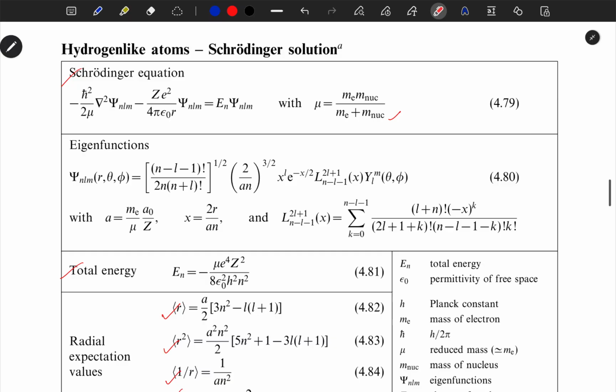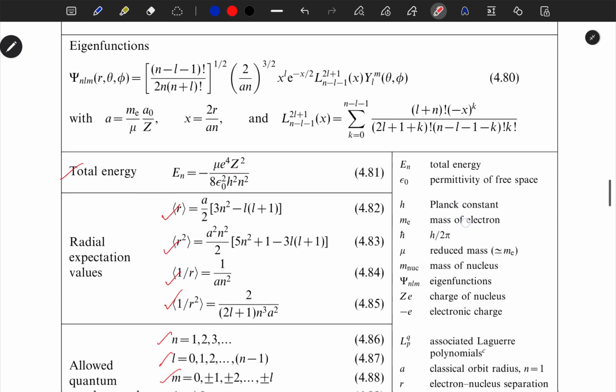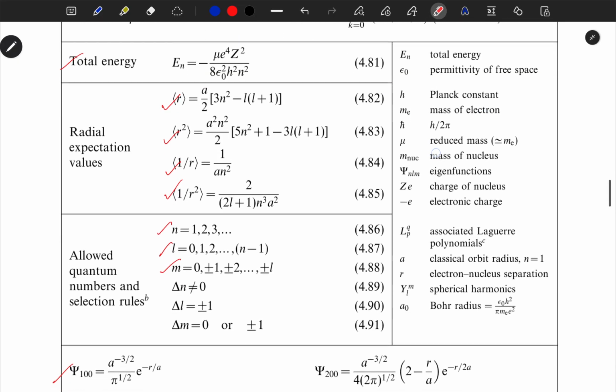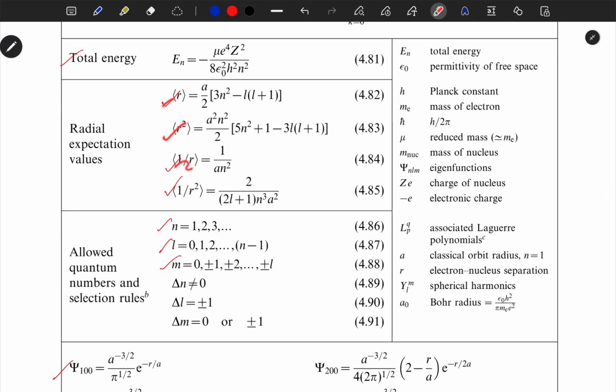Hydrogen-like atom: similarly we can write hydrogen-like atoms with a reduced mass formula, and this wave function contains all the radial and the angular parts. Total energy, again we see Z² by n². The radial expectation expressions are r, 1 by r and r² average. Now the allowed energy, let's say n equals 1, 2, 3 like that. So L would be 0 to n minus 1 and m would be minus L to plus L.